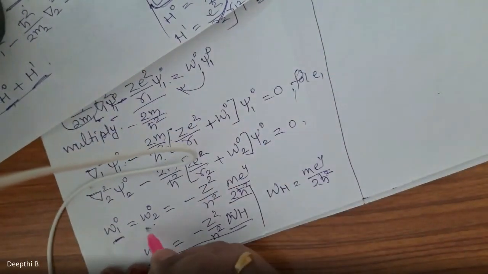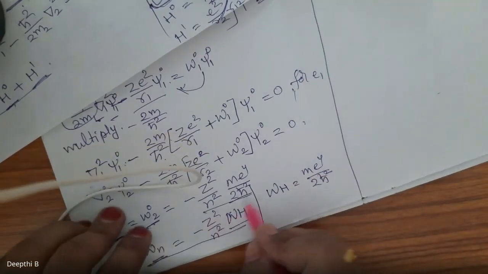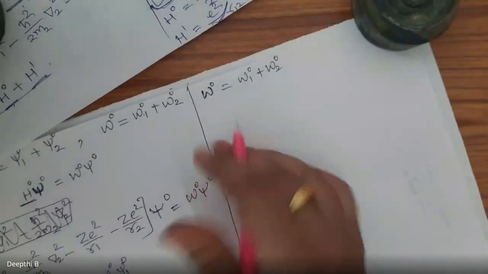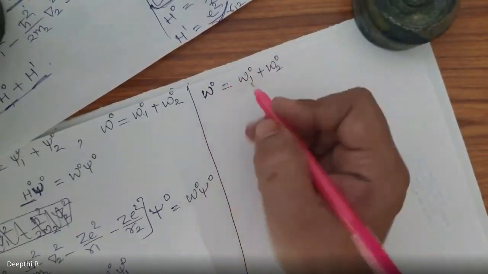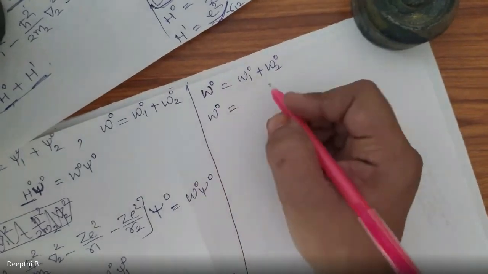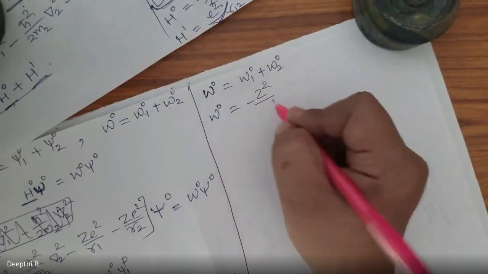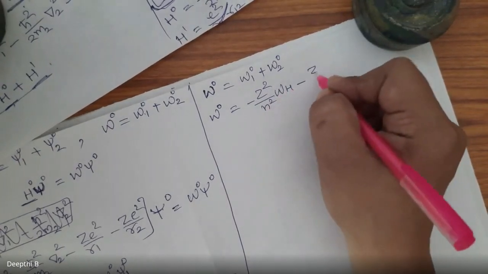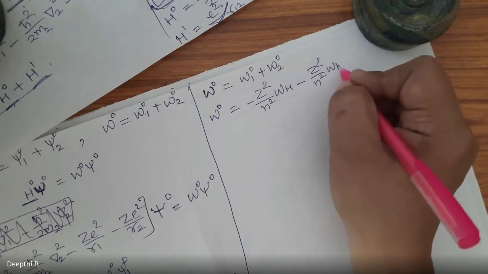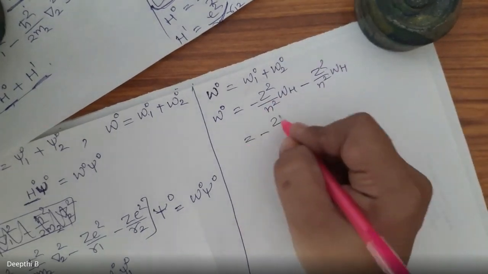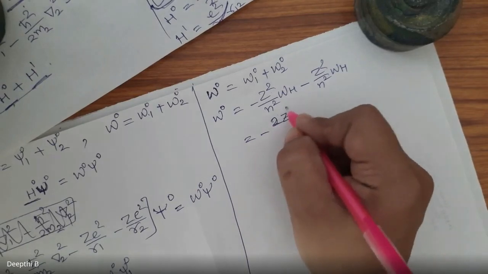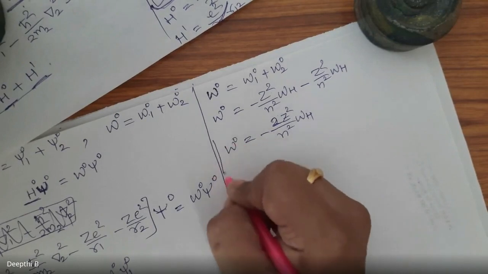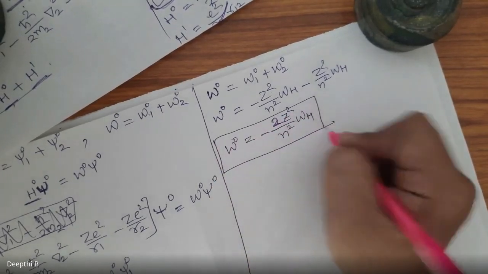W1 is equal to W2, so both are the same. This term is the same. Here we can write the term W naught is equal to minus Z square by N square WH minus Z square by N square WH. It is minus 2 Z square by N square WH. What is that? It is W naught. Okay, students, so we calculated W naught.